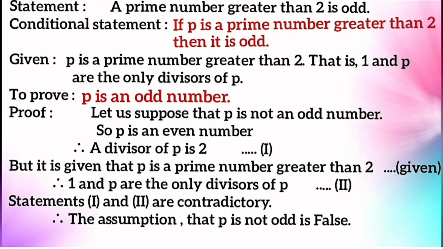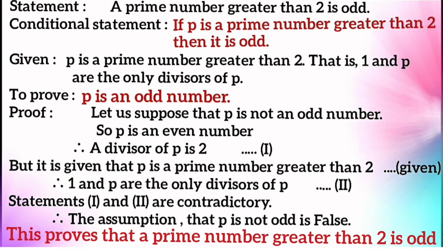Therefore, the assumption that P is not odd is false. This proves that the prime number greater than 2 is odd. Our assumption was completely wrong. What we had to prove was that it is odd, but we assumed that it is even. But it cannot be even, and if it is not even, then a number can only be odd. So now it is proved that a prime number greater than 2 is odd.